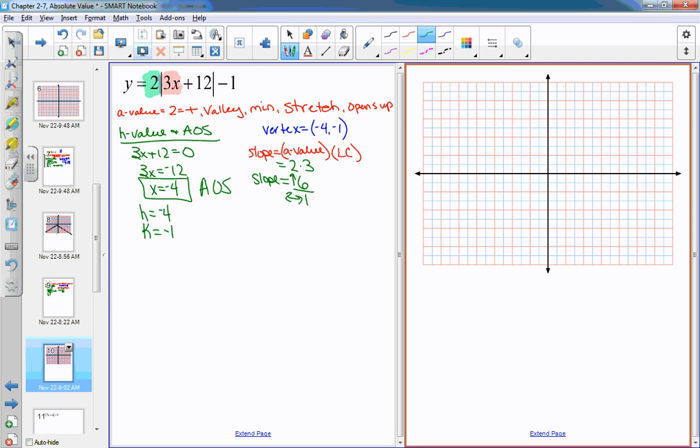And what's the first thing that I graph? I need to graph my vertex, which would be -4, -1. From there, what do I do? I go up 6, 1, 2, 3, 4, 5, 6, and to the right one. And I'm also going to go to the left one since it's only up 6 units there. Do we see that? And then I can do it again. 1, 2, 3, 4, 5, 6. Puts me there, puts me there. And I connect those.